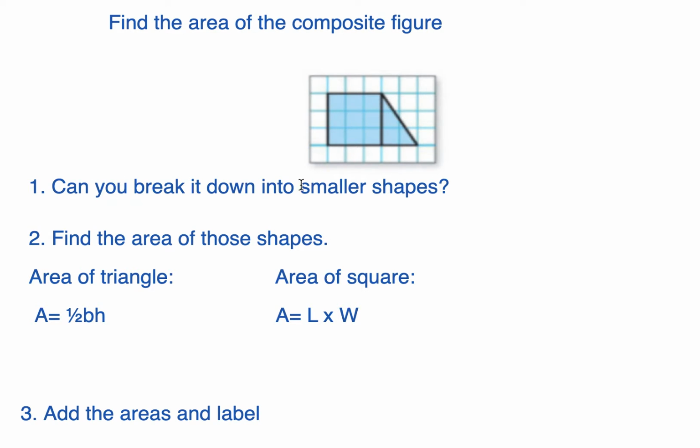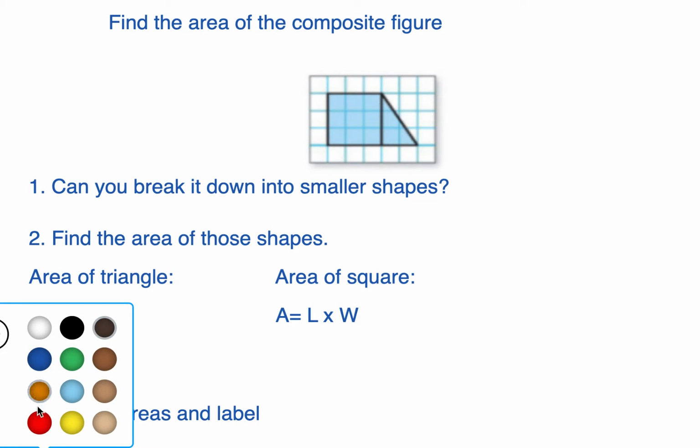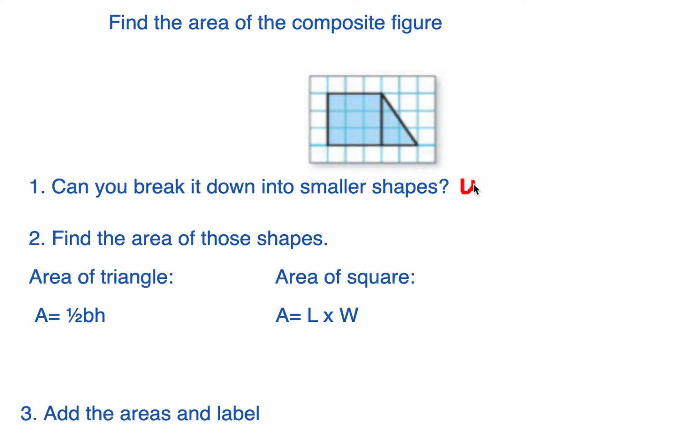It's asking me, can you break it down into smaller shapes? The answer to this would be, well, yes, I can actually. So I'm going to use red, a different color. Yes, I can. I already have the line drawn right here. Instead of a trapezoid, I now have a square and I have a triangle. So now we're going to find the area of those shapes.